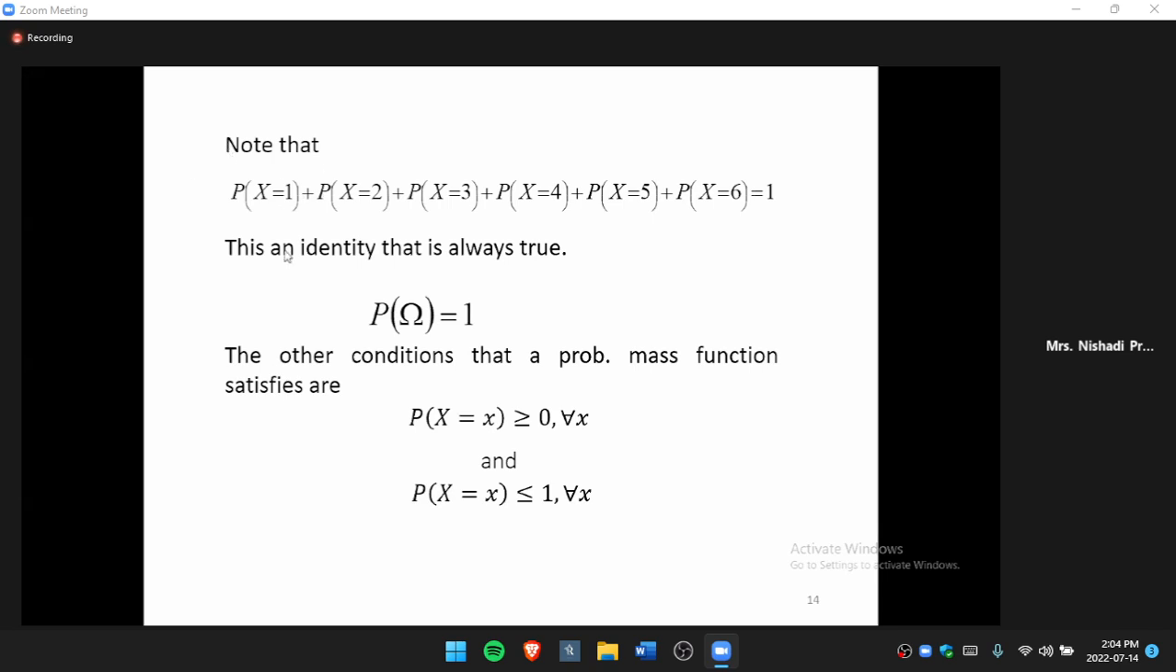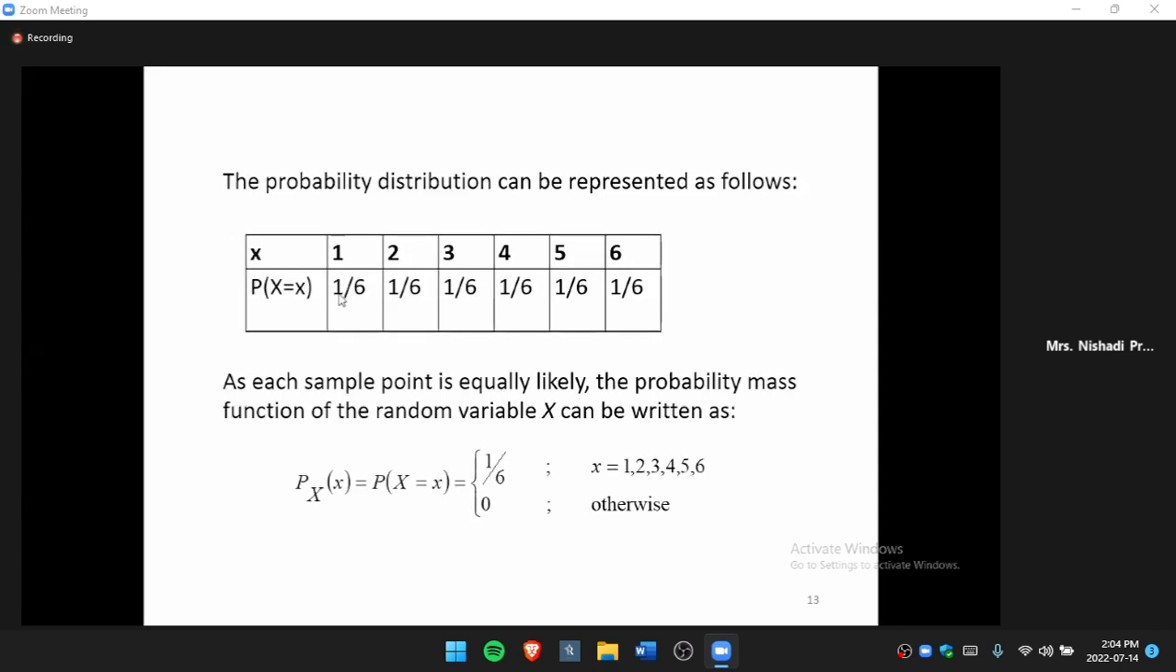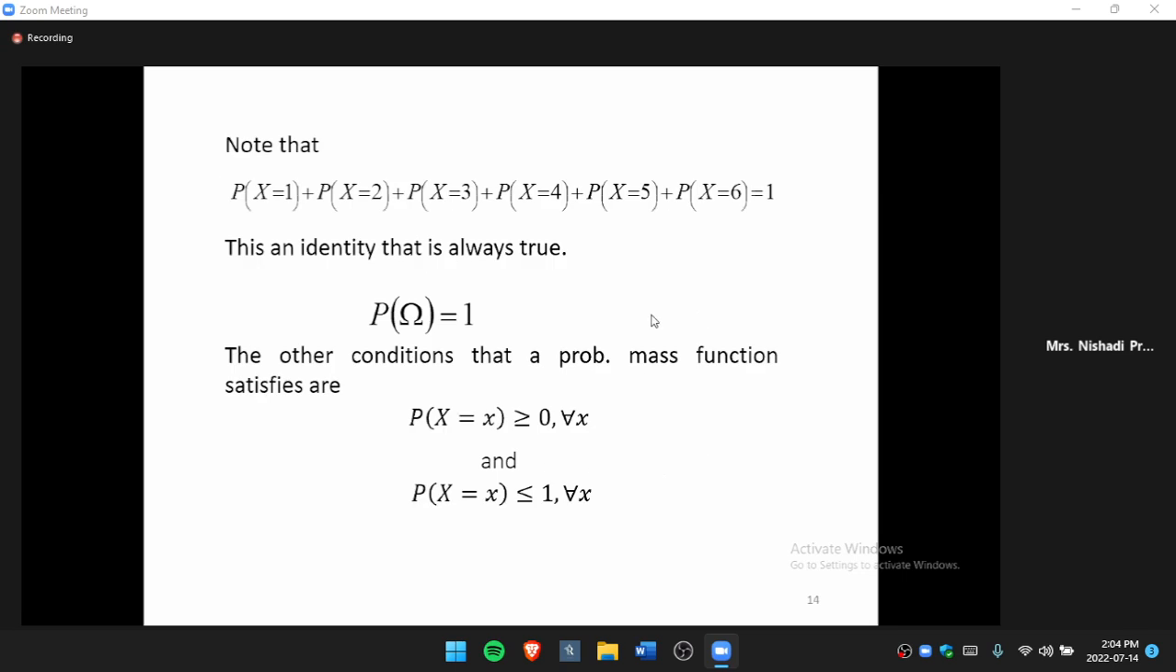Note that if you add all the probabilities of the random variable x, that is equal to 1. Here you can see that 1/6 times 6 gives 1. The total probability is always equal to 1. Therefore, we can write, it's an identity actually, the probability of the sample space is always equal to 1. I have told you this several times. The total probability is always equal to 1.